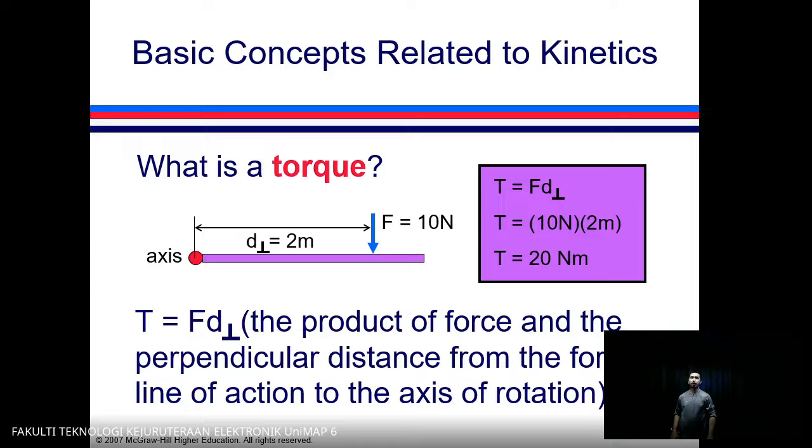So if you can see from that equation, torque equals force times perpendicular distance. The symbol is perpendicular distance. From that figure, the red color is the axis of rotation. We have a force of 10 Newton going down on that bar, so it will rotate clockwise.